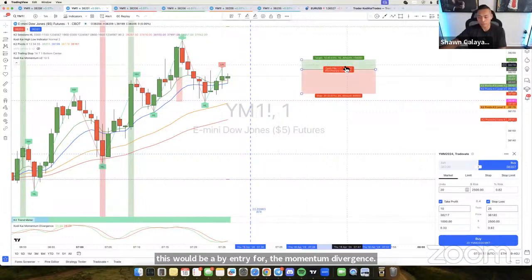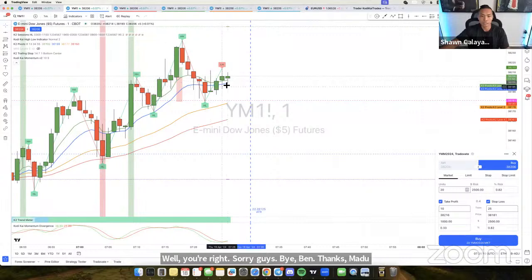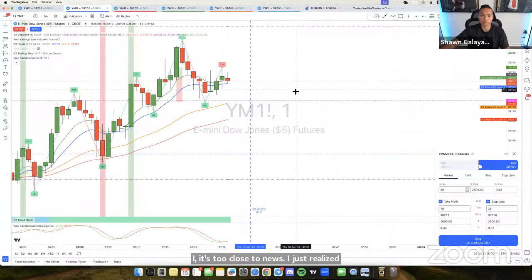But you're right. Sorry, guys. My bad. Thanks, Madhu and Maddie. It's too close to news. I just realized I looked at the time here. It doesn't look like it's that close here, but it's actually pretty close. It's 5 minutes before and after news.